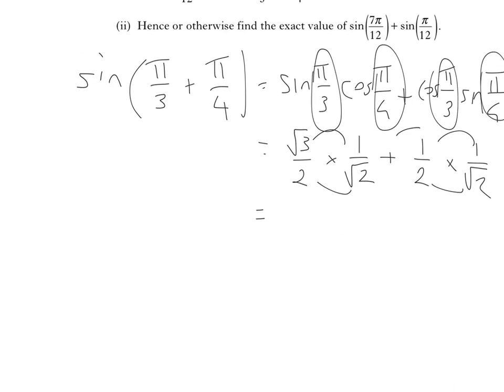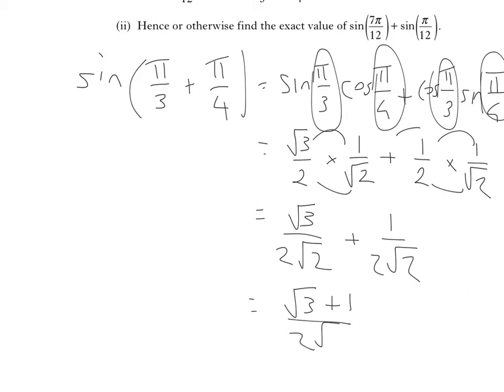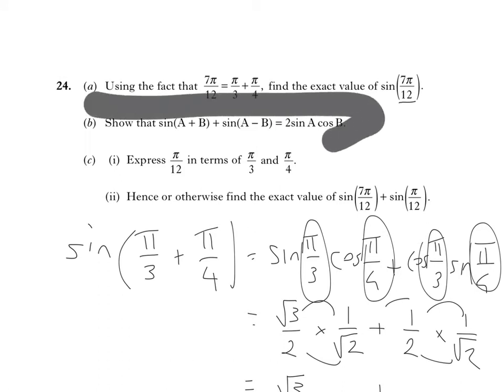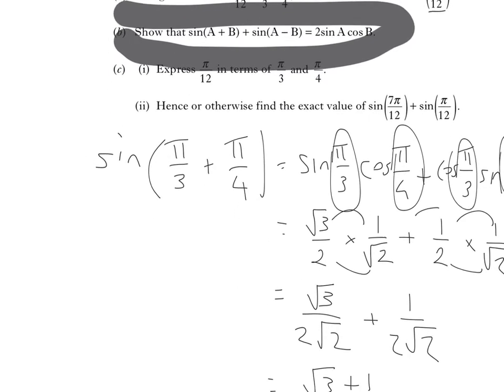So multiply top and bottom, root 3 times 1 is root 3, and that's over 2 root 2, plus 1 over 2 root 2. I can then put that together, that's root 3 plus 1 over 2 root 2. Okay, part B says, show that sin a plus b plus sin a minus b equals 2 sin a cos b.